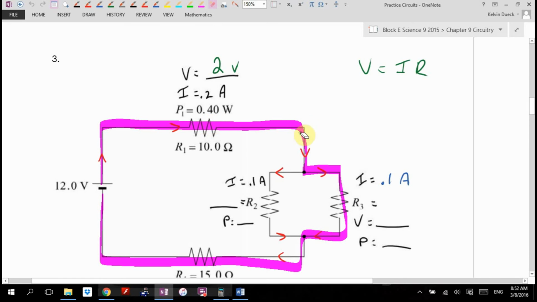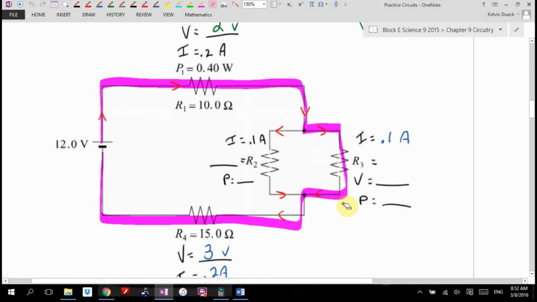Keep going. How many volts do I lose going through there? Don't know. But how many volts are left still? Keep going. How many volts do I lose going through here? 3. Did that get me to the bottom? Yeah. How many volts must I have lost? I heard someone say it. 7. Must have.